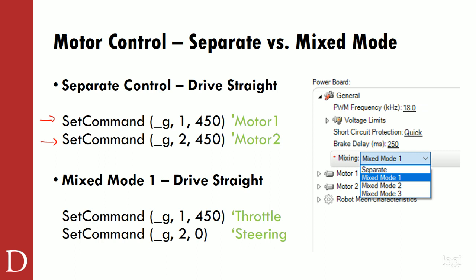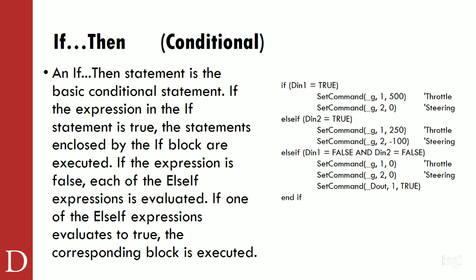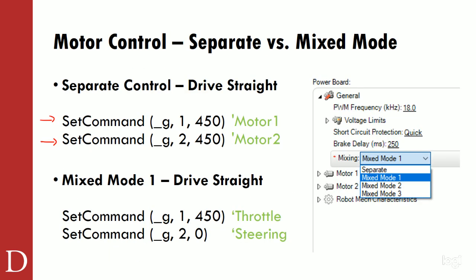So what we're doing here is setting a command, the set command. When we talk about separate control, when we set up our configuration window, we can select whether we want the motors to be separate control or a mixed mode. I don't get into mixed mode 2 and 3 and so on, but you can mix these in different ways. We're only going to worry about the first two here, separate or mixed mode.